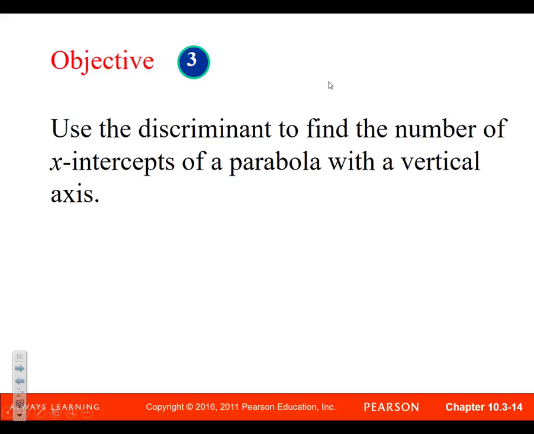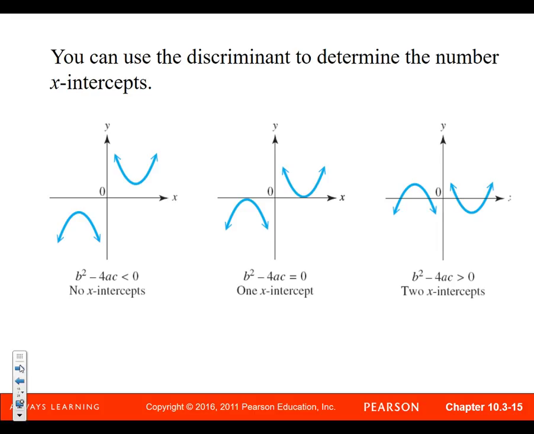If I have a discriminant, take a look at these two parabolas. Do either one of those two parabolas cross the x-axis? No. So the discriminant here will produce a negative number. So here you see that the discriminant is less than 0. That's when you get a negative. You get no intercepts.